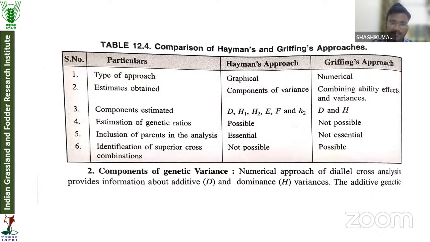So this is the traditional quantitative, biometrical diallel analysis we use in the estimation of quantitative traits, to decipher whether they are controlled by additive gene action or dominant gene action, and to identify the parents, especially for development of hybrids and varietal development.